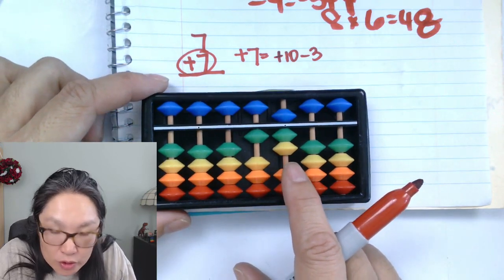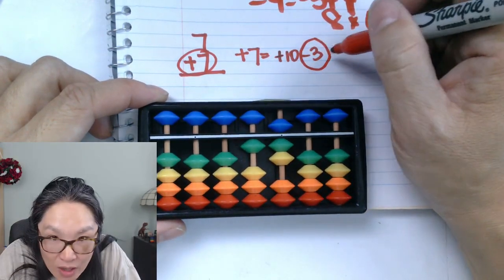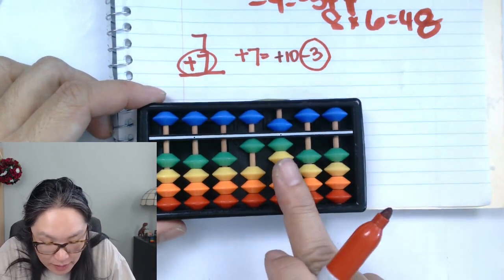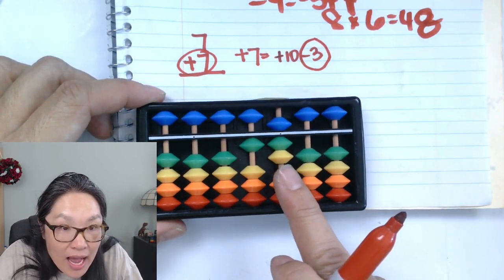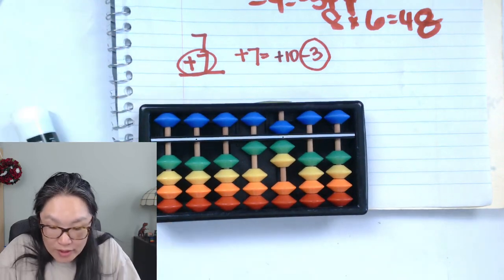This is what we call two-step. Why? Because this is no longer simple. We now need to do something with this minus the 3. We need to take away the 3. How do we take away the 3? We know this. What do we do?